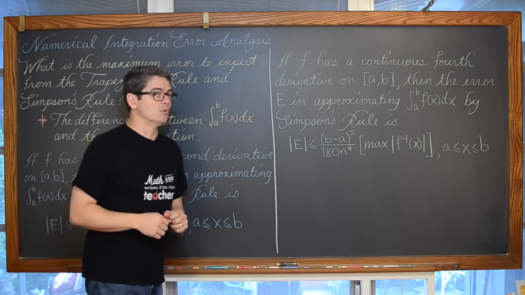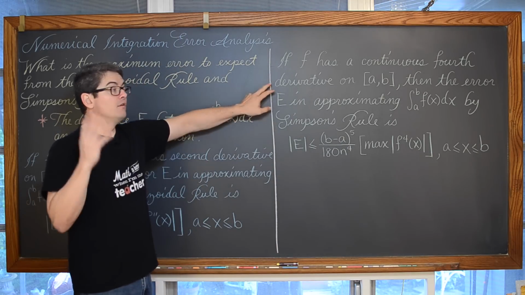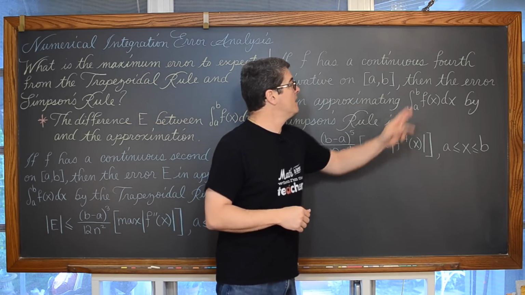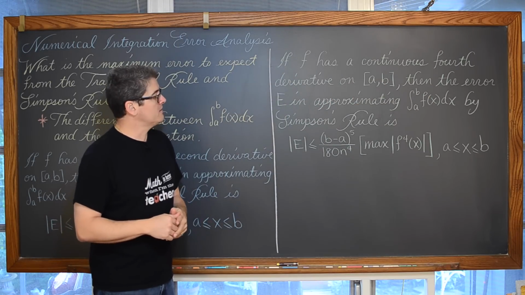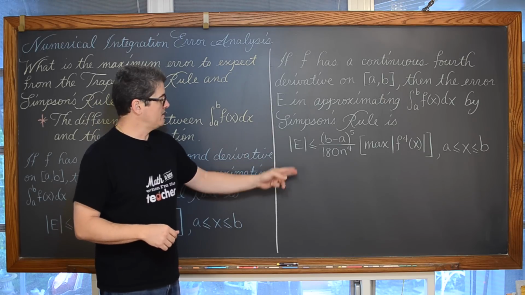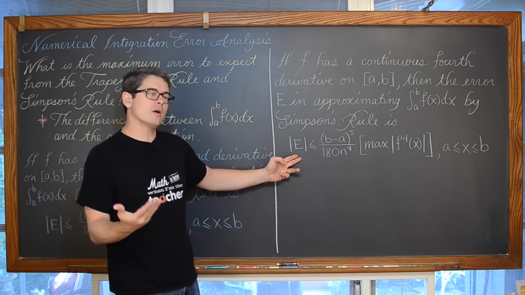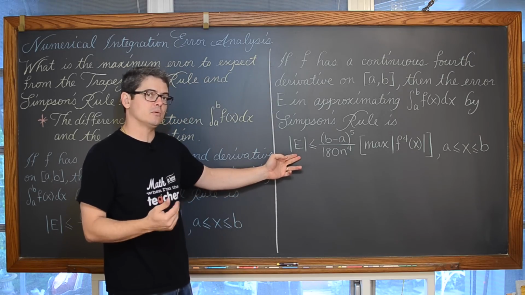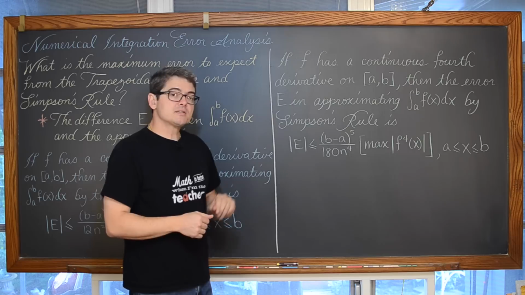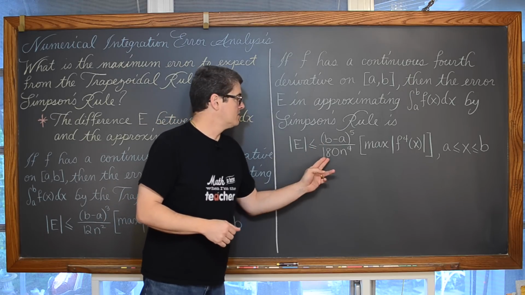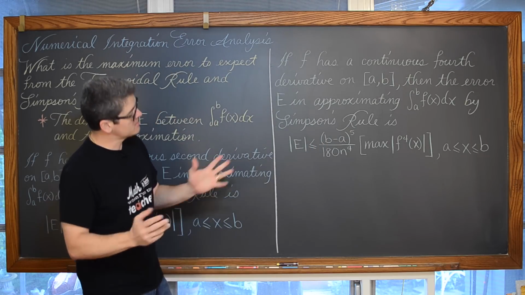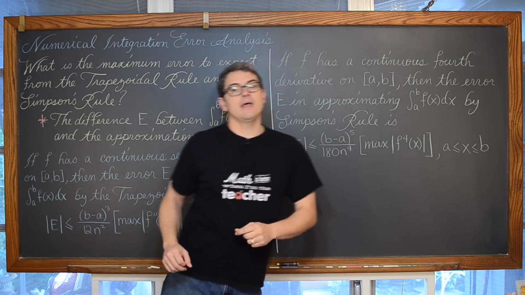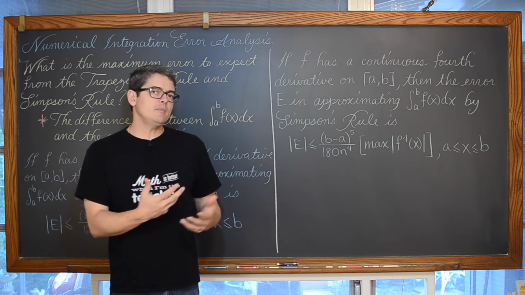Now for Simpson's rule, if f has a continuous fourth derivative on a closed interval from a to b, so again, multiple steps of finding those derivatives, then the error E in approximating the definite integral by Simpson's rule is, in absolute value, because we can over- or underestimate the actual definite integral, less than or equal to (b minus a) to the fifth power over 180 times n to the fourth, times again the maximum of the fourth derivative on that closed interval from a to b.